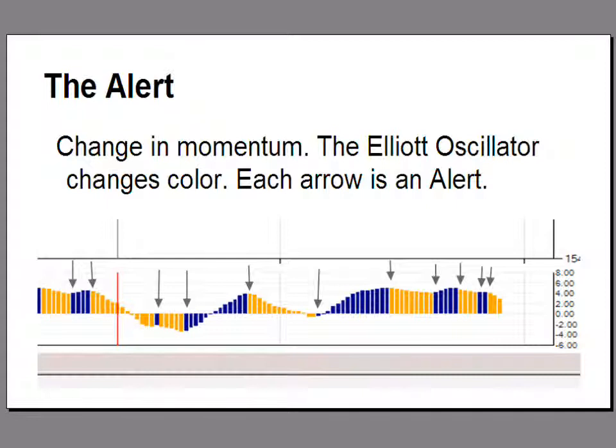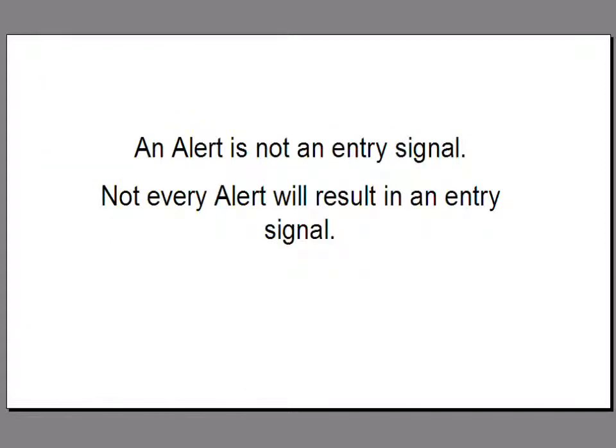What momentum provides us with is an alert, because we're not so much interested in momentum as in a change in momentum. We can see the changes in momentum very easily because the histogram bars change color. Blue is upward or increasing momentum, and orange is downward or decreasing momentum. When the histogram bars change color from blue to orange or orange to blue, we can see at a glance that a change in momentum has occurred. And a change in momentum is an alert.